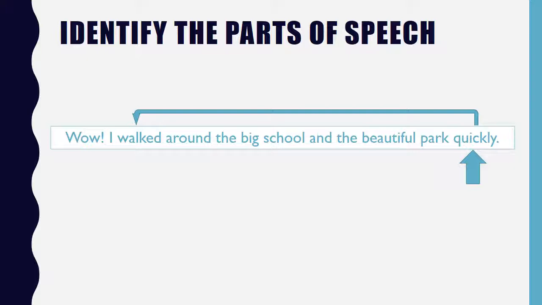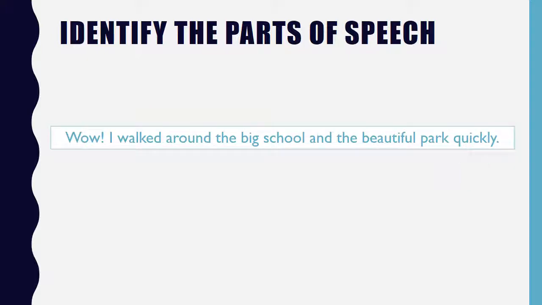Identify the preposition in this sentence. The word around could be used as an adverb in another sentence. However, because it is immediately followed by the noun, then it is considered a preposition. The preposition describes where they walked. Where did they walk? Around the big school and the beautiful park.